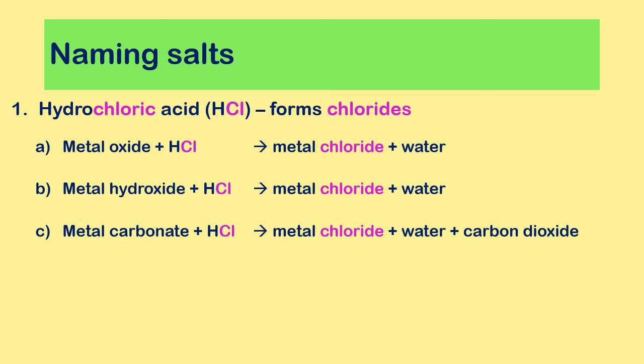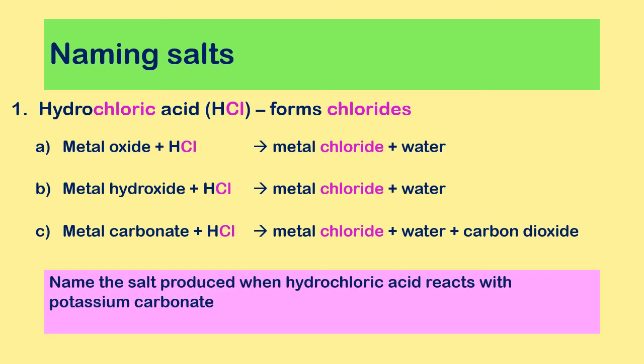For example, iron oxide plus hydrochloric acid would give iron chloride plus water. Aluminium hydroxide plus hydrochloric acid would give aluminium chloride plus water. And finally, if we had sodium carbonate plus hydrochloric acid, that would produce sodium chloride plus water plus carbon dioxide. The metal chloride, whether that's iron chloride, potassium chloride, sodium chloride, or calcium chloride, that is the salt part.